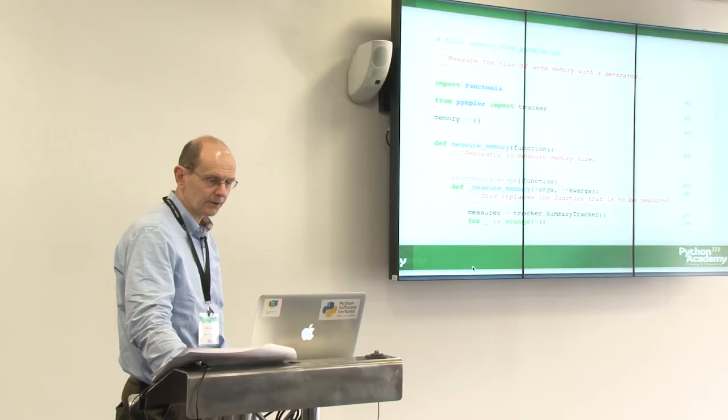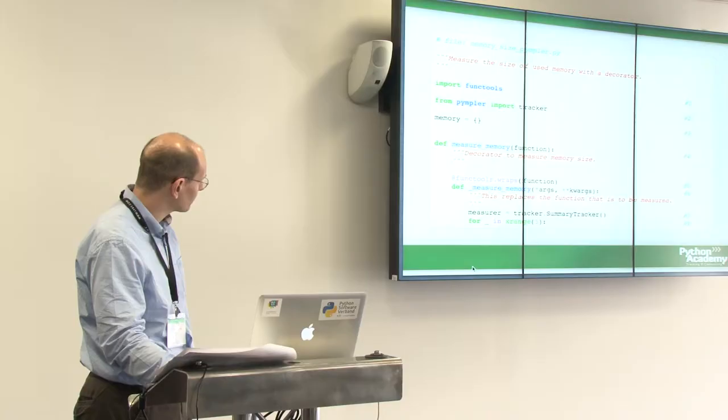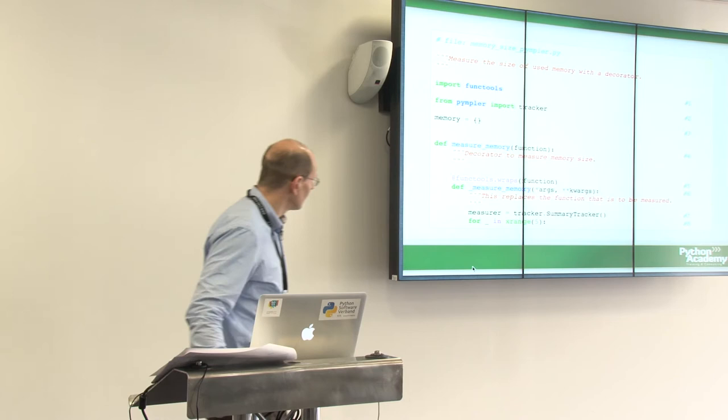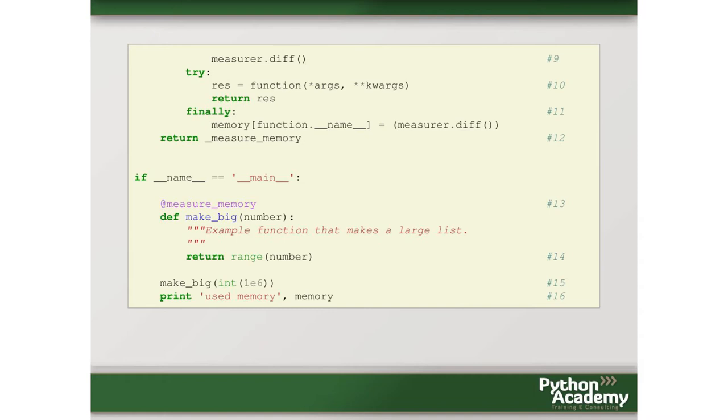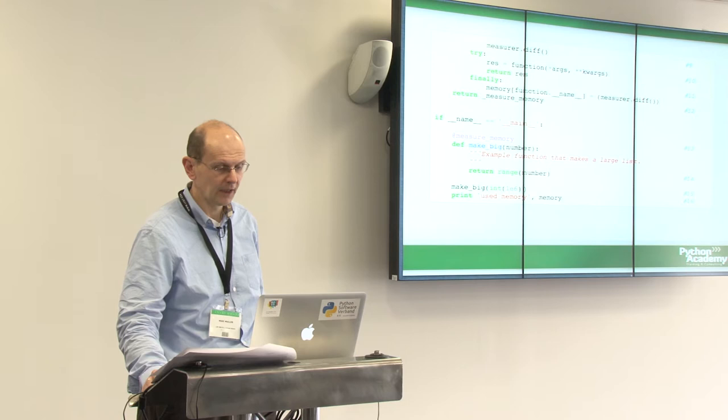And then I have another, the same approach, the same decorator approach. So the code is pretty much the same we had before, but I just use the summary tracker and do something here. And you see I do something five times and try to set it to zero. So I call that diff five times to get close to zero. Then I call my function, return my function, and save things. So this is exactly the same, and you can do the same thing with Pympler.